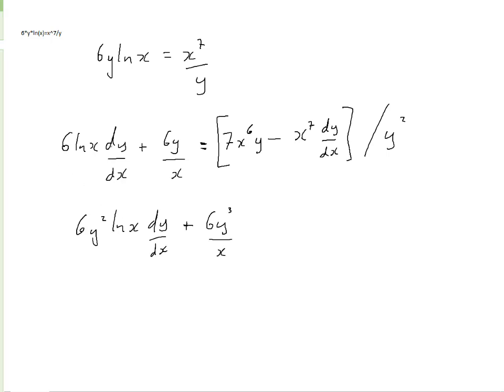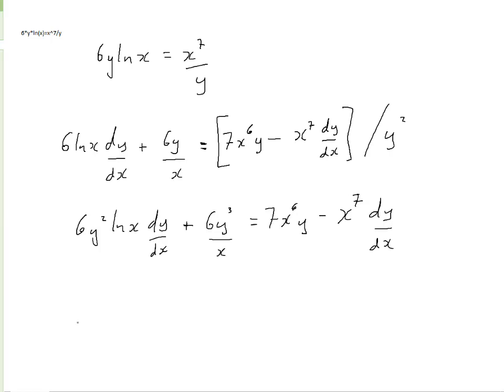Let's multiply by y squared, multiply by y squared, equals 7x to the power 6 y minus 7. And so that's removed this fraction. Now it's getting closer to the initial example in this section. Now I want to move everything with dy to this side.